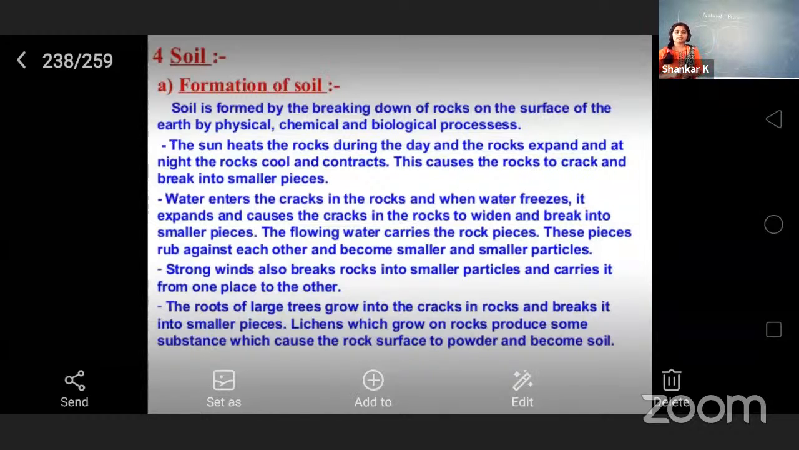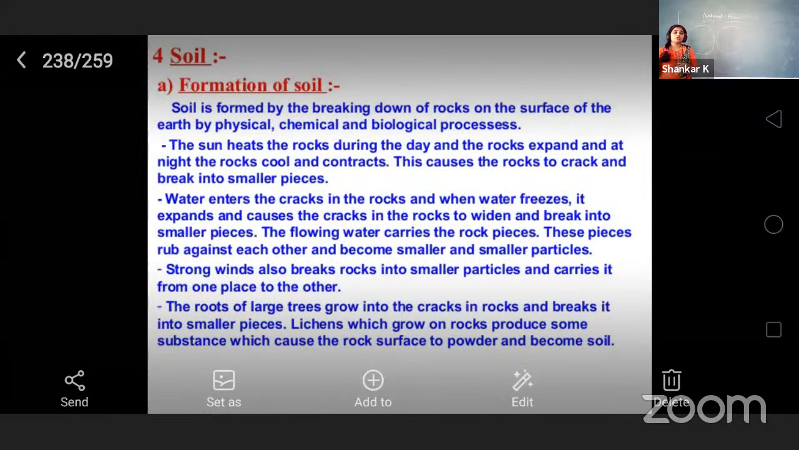And the flowing water carries the rock pieces. When there is very heavy rain, you can see these small pieces of rock carried in the flowing water. As they flow, they dash against each other and make pieces. These pieces rub against each other and become smaller and smaller particles. Again, when they flow in the water, they rub each other and make small pieces.